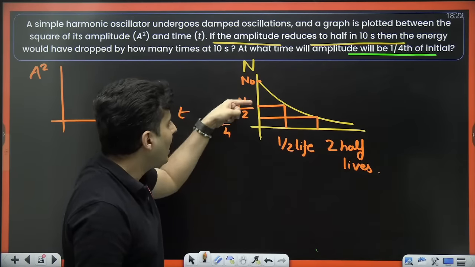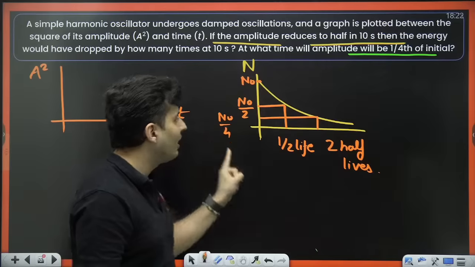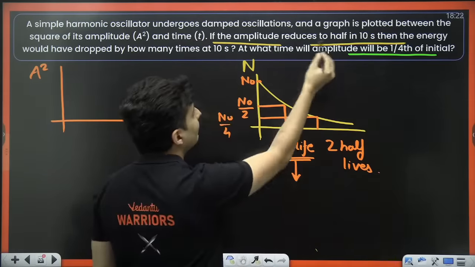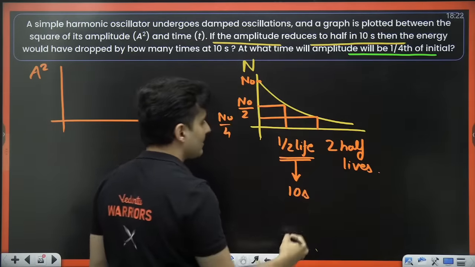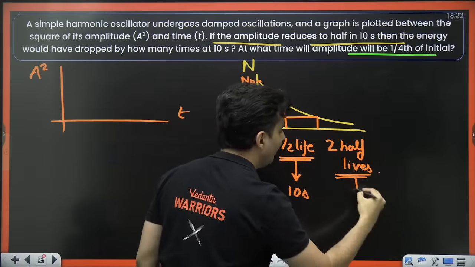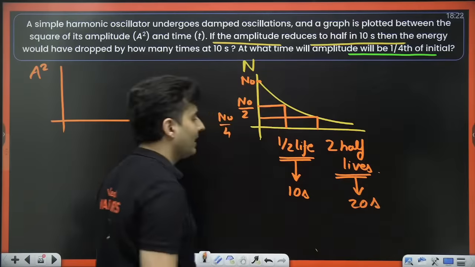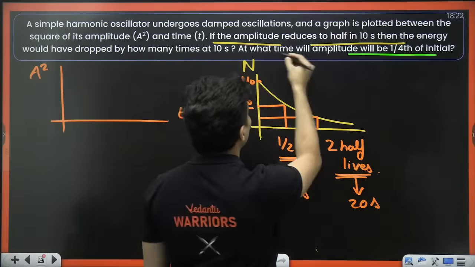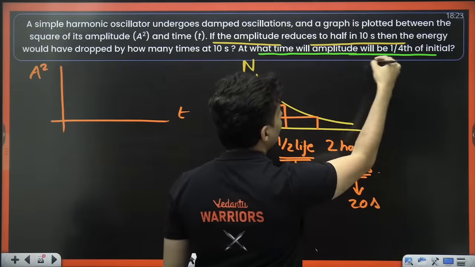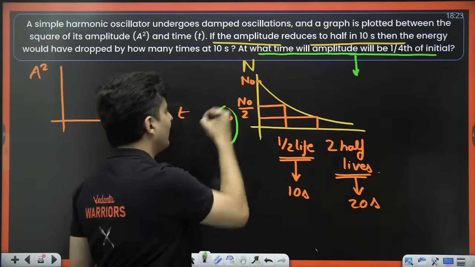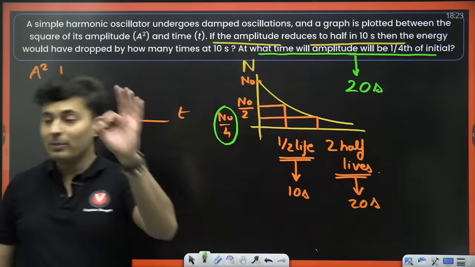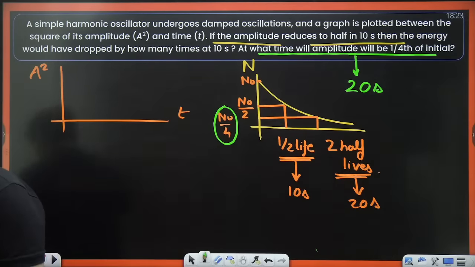Oh, now the problem looks very simple to me. The quantity became half after one half life. It became 1/4 after two half lives. This half life only was given to me as 10 seconds. So obviously two half lives will be 20 seconds. Hence, the answer for this particular question, at what time will the amplitude be 1/4, will be nothing but 20 seconds. That will be much, much easier.